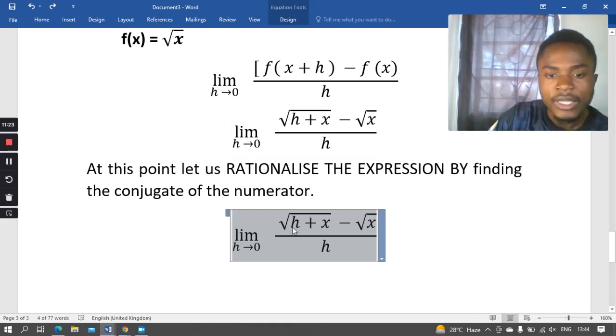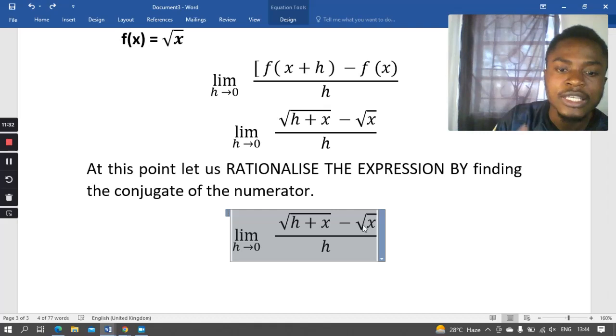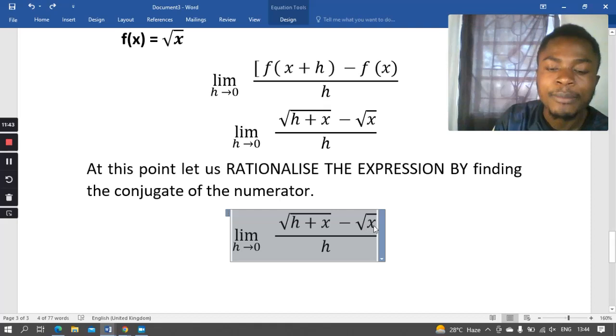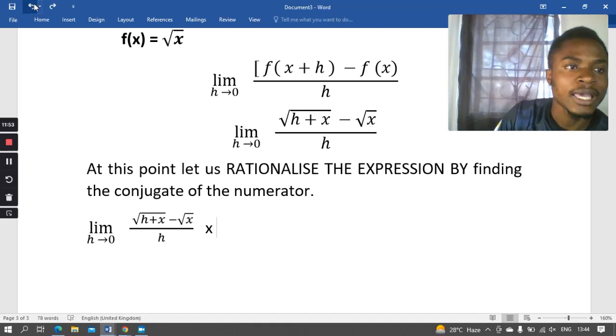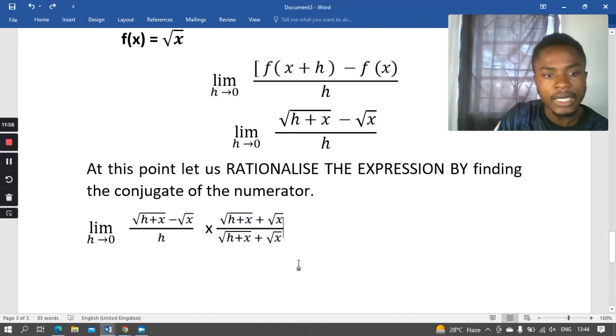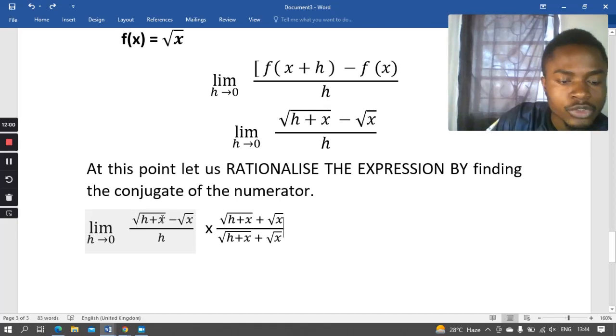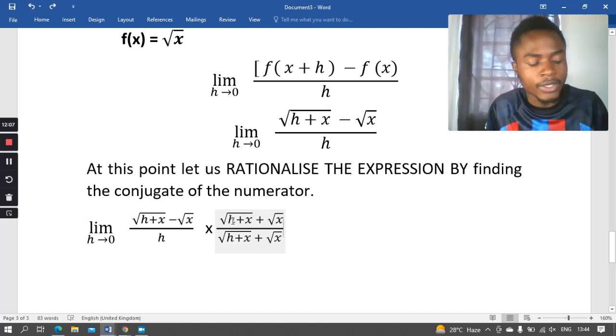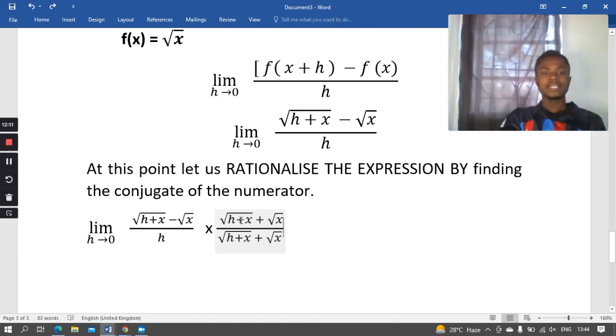The conjugate of square root of h plus x minus square root of x is just square root of h plus x plus square root of x. Let me show you what I'm saying. To rationalize here, we are going to multiply the numerator and the denominator by the conjugate.